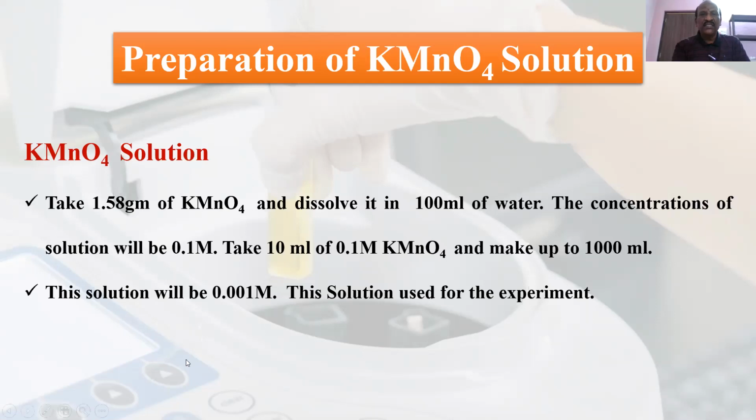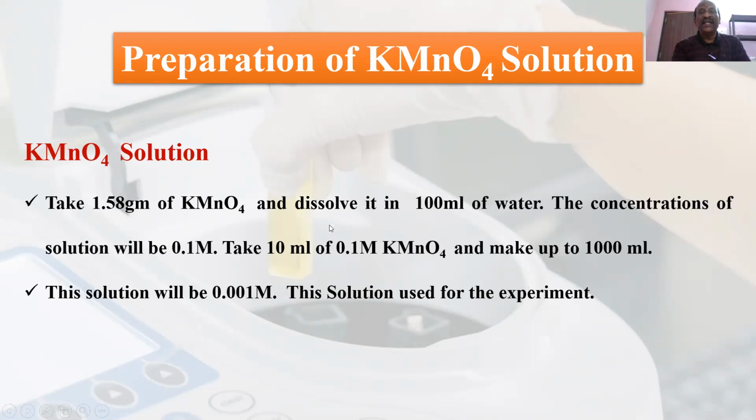0.001 M concentration solution, the solution used for the experiment. Here you see the KMnO4, how we can prepare 0.001 M. First we take this much KMnO4 and transfer it into the 100 ml. From that we will get 0.1 M concentration solution.